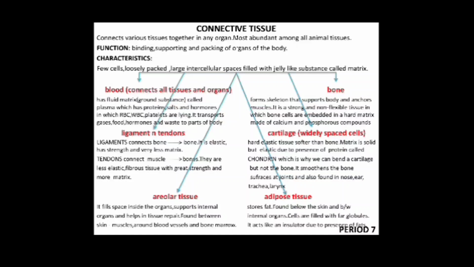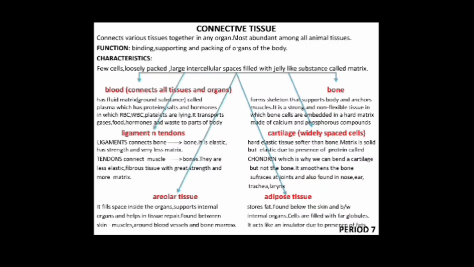It is a strong and non-flexible tissue in which the bone cells are embedded in a hard matrix which is made up of calcium and phosphorus compounds. Then cartilage, which has widely spaced cells, hard elastic tissue, softer than bone. Matrix is solid but elastic due to the presence of protein known as chondrin, which is why we can bend a cartilage but not the bone. It smoothens the bone surfaces at joints and is also found in nose, ear, trachea and larynx.